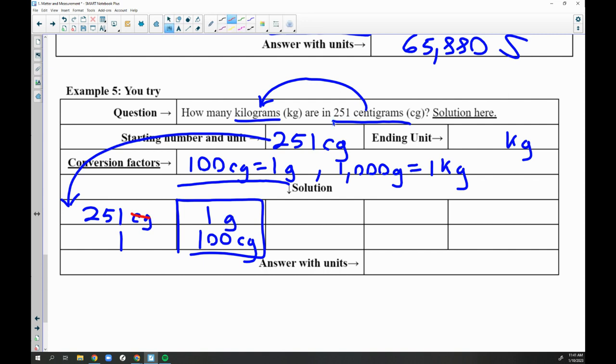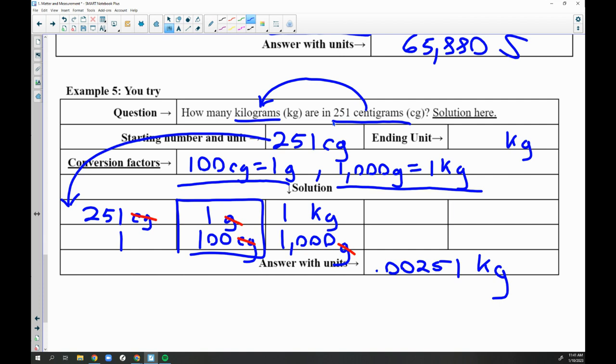Of course, that enables me to cancel centigrams. Then I'm going to use this other conversion factor to convert from grams to kilograms. What goes on the bottom? Grams. Nice. That enables me to cancel out grams and leaves me with units of kilograms. Can somebody tell me what you got on that one? I think it's a decimal, right? 0.00251. And in this case, it's kind of hard to round that to the hundredths place. So if you just listed it like that, I'd be super happy. Okay. Anyone have any questions about that?